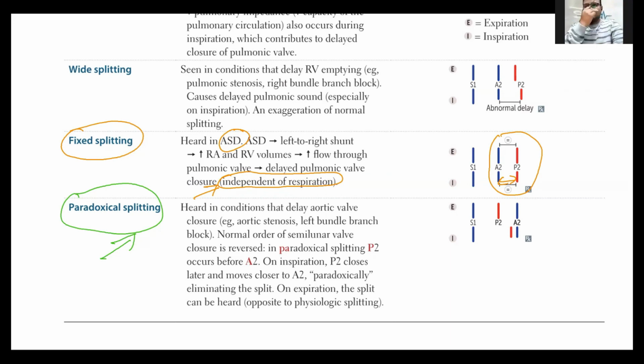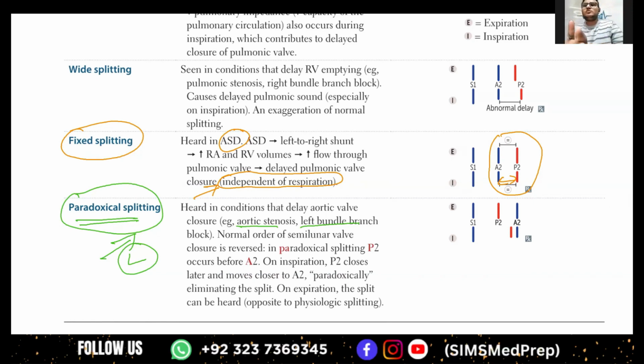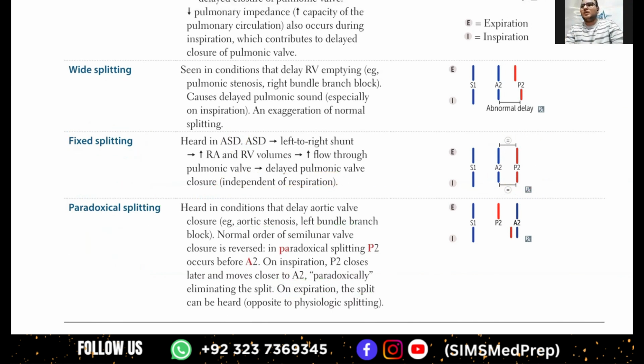It is fixed splitting. Now, paradoxical splitting. It happens on the left side, L, and it is left bundle branch block and severe aortic stenosis. What is paradoxical? Paradoxical means it is just reverse, because we studied that the delay happens in inspiration, but this paradoxical splitting will occur in expiration. In expiration the split can be heard, not in inspiration. This is why it is called paradoxical. Normally it happens in inspiration, but in paradoxical splitting, it happens on expiration. So we have discussed the splitting of S2. That is a very important topic, and I made a very beautiful diagram to memorize it simply. Thank you.